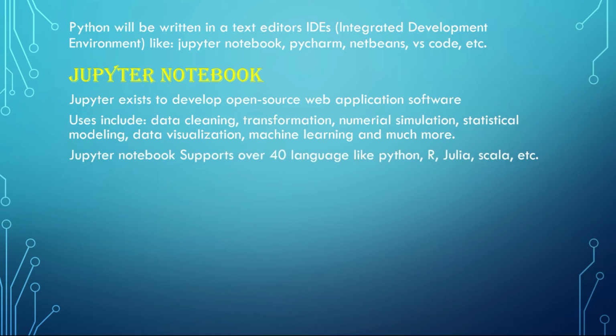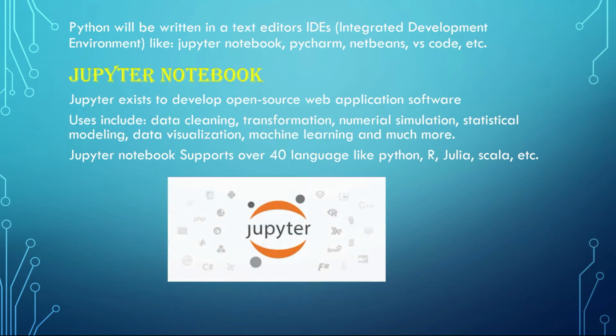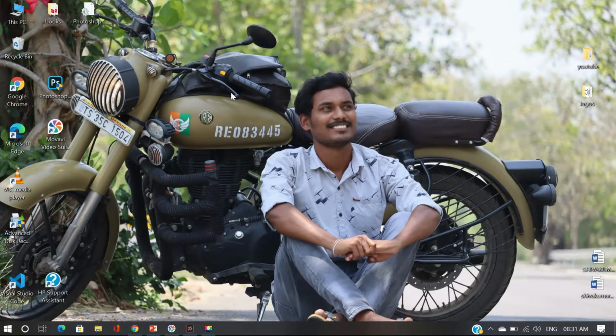Jupyter Notebook supports over 40 languages, like Python, Java, Scala, and so on. This is the Jupyter Notebook icon. We have to install Jupyter Notebook. Let's see. To get Jupyter Notebook, we need to install Anaconda.